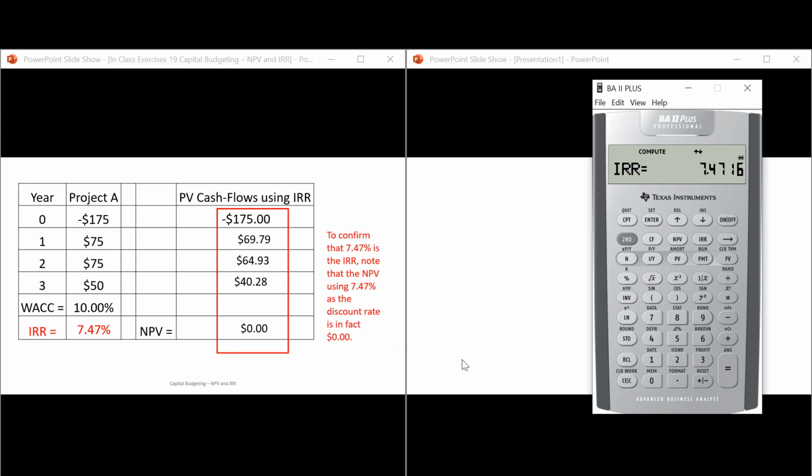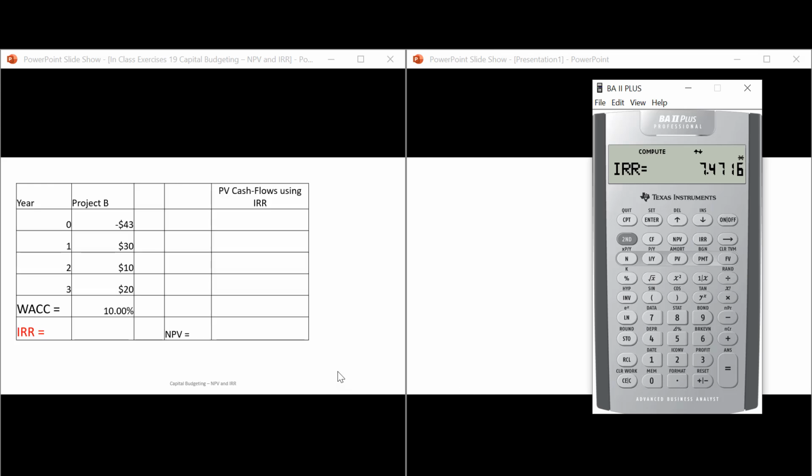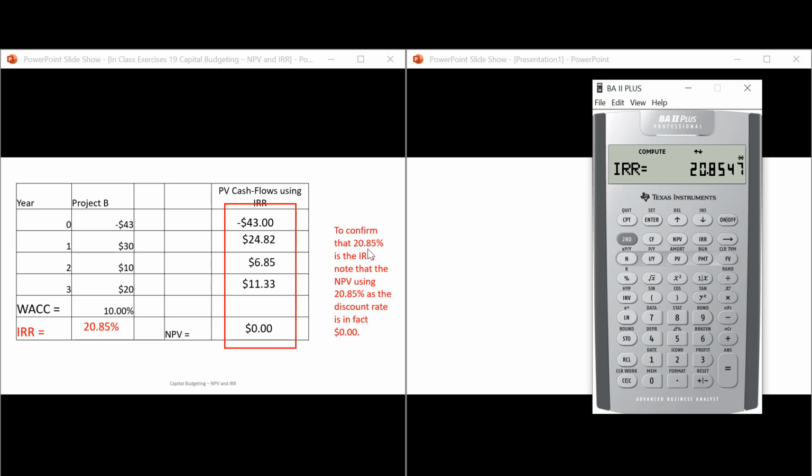Okay, so let's do project B now. We go second, CF, second, clear. 43 negative, enter. Cash flow 1 is 30, enter. Down 2, cash flow 2 is 10, enter. Cash flow 3 is 20, enter. We want to know IRR, so we hit IRR, and then we hit compute, and we get 20.85. Now if we discount each of these cash flows at 20.85%, do we in fact get an NPV of 0? And the answer is, of course, yes, which confirms that 20.85 is in fact the internal rate of return for that set of cash flows.